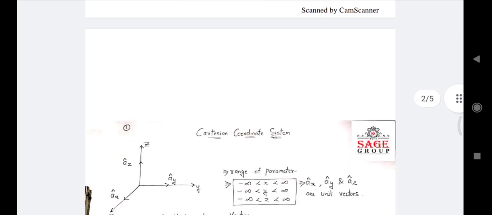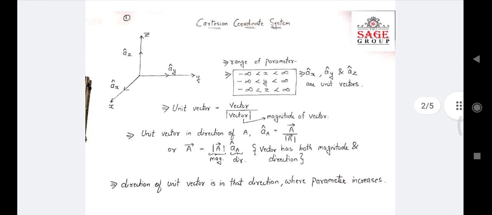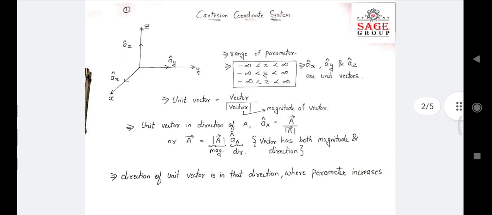Now the Cartesian coordinate system is the main coordinate system in electromagnetic field theory. It is the base of all the coordinate systems. Basically, you all have studied the Cartesian coordinate system in your schools in class 10th, 11th, 12th under the coordinate geometry section, where you have studied the three axes x, y, z. In general, there are only two axes, x and y, which you plot on your graphs.